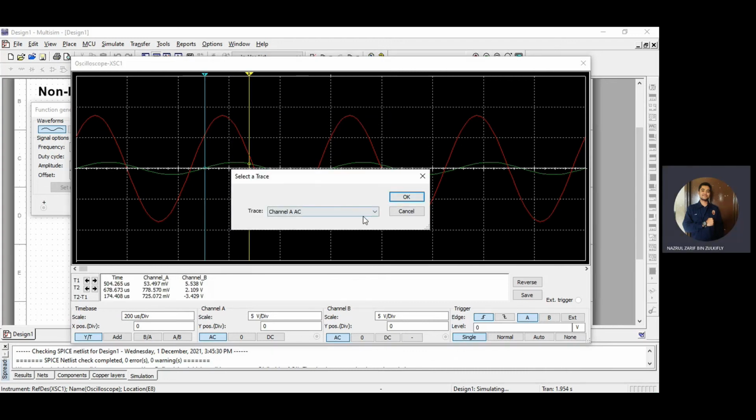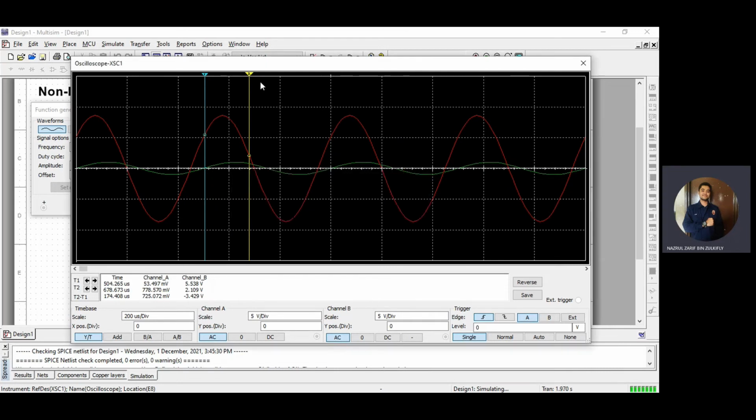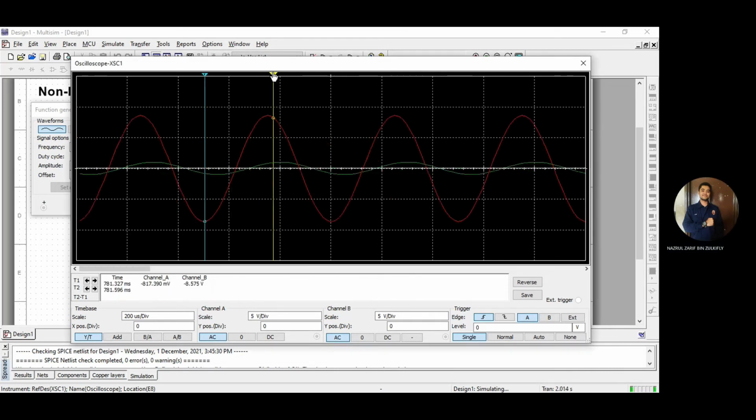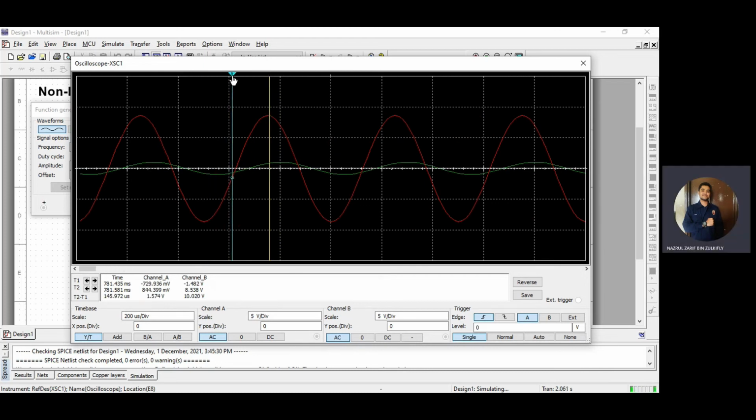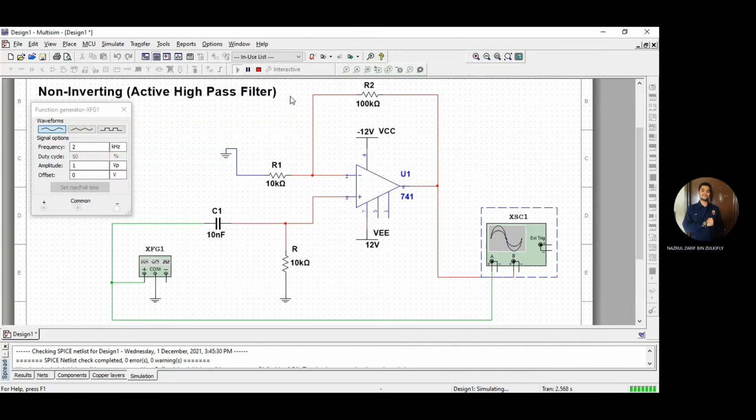Next, we will change the trace for the output waveform. So now it's measuring the red waveform, which is the result for the amplification channel B, the output, which is 8.59, approximate to 8.6 voltage gain. So we have successfully amplified the signal from 1 volt to 8.6 volt. Okay. Now we will move to the frequency response of the circuit.